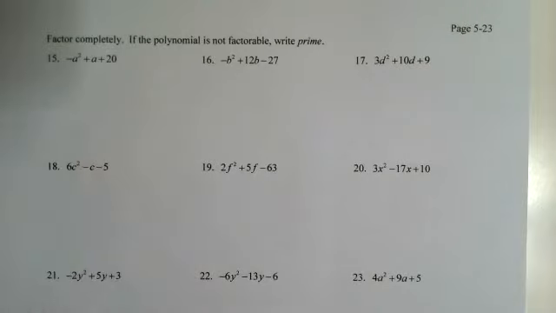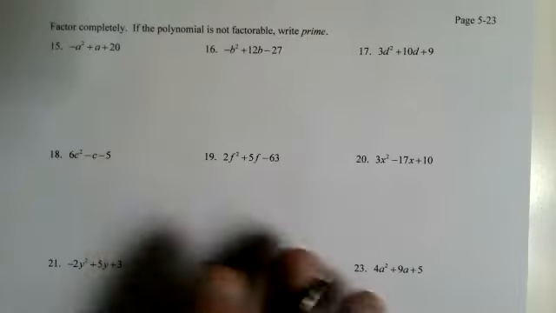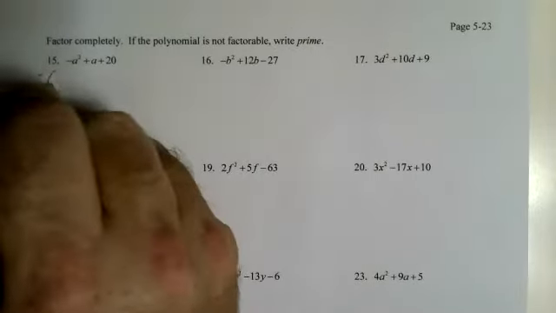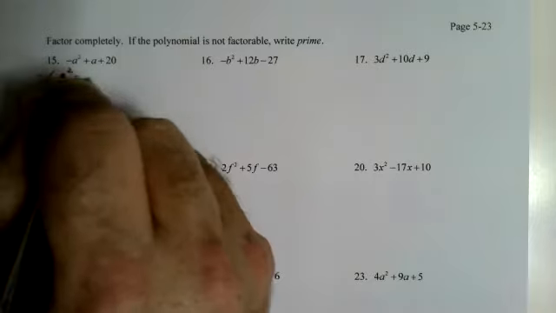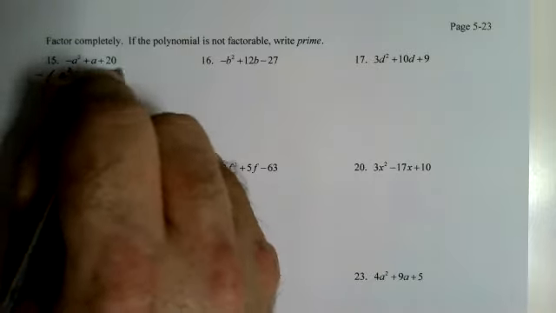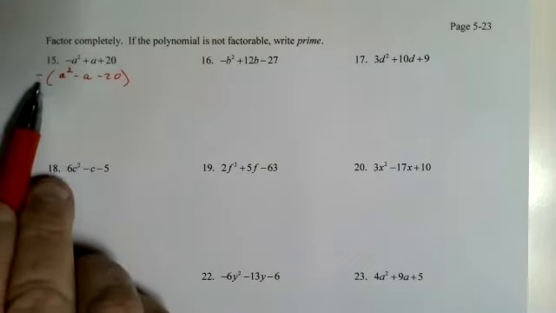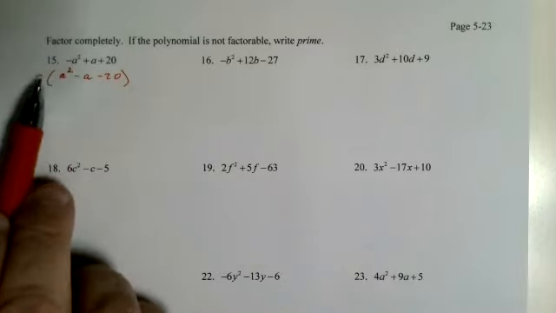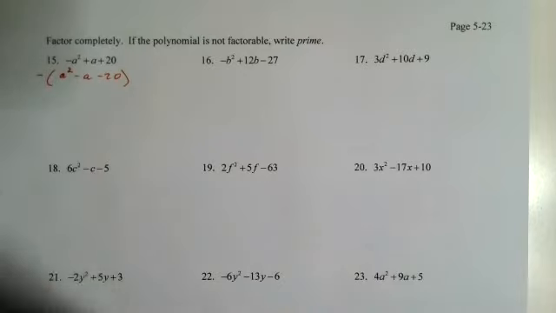If there's a negative, I'm definitely going to pull out the negative, because then I'm better at factoring from there. So it's a squared minus a minus 20. For those who don't understand what I just did, do the opposite. Distribute the negative. Negative a squared, negative, negative, positive a, negative, negative 20, positive 20.